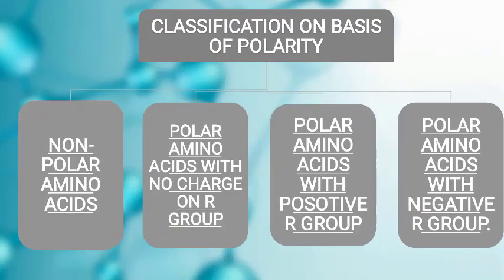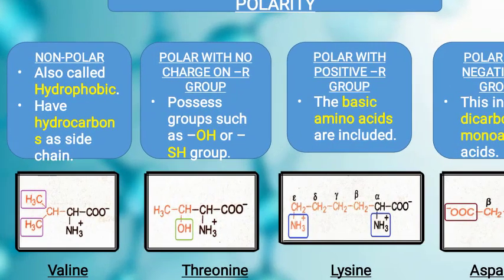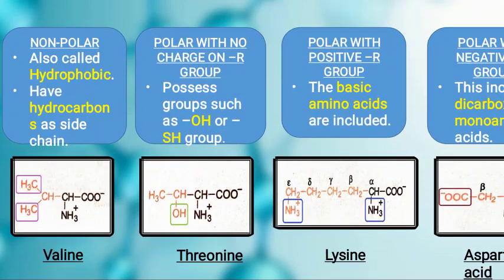Now classification on basis of polarity has further 4 classes: the non-polar amino acids, polar amino acids with no charge on R group, polar with positive R group, and polar with negative R group. Let's have a look at their examples. Now the non-polar ones are also called as hydrophobic. They have hydrocarbons in the side chain. I have included the example of valine, and you can see here that it has a hydrocarbon side chain.